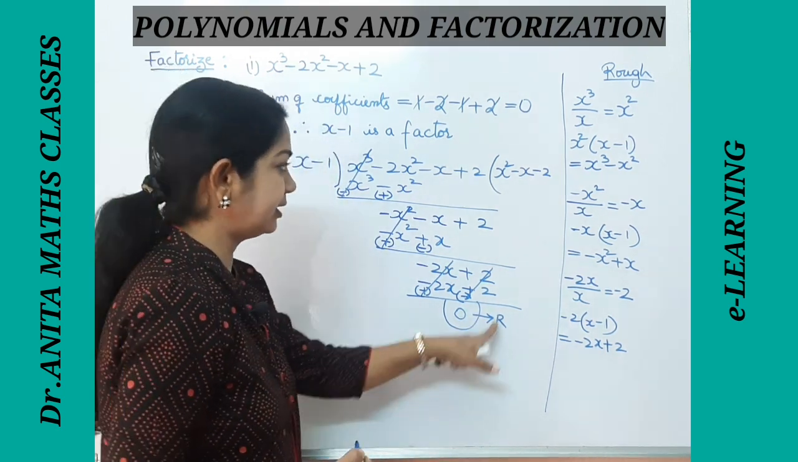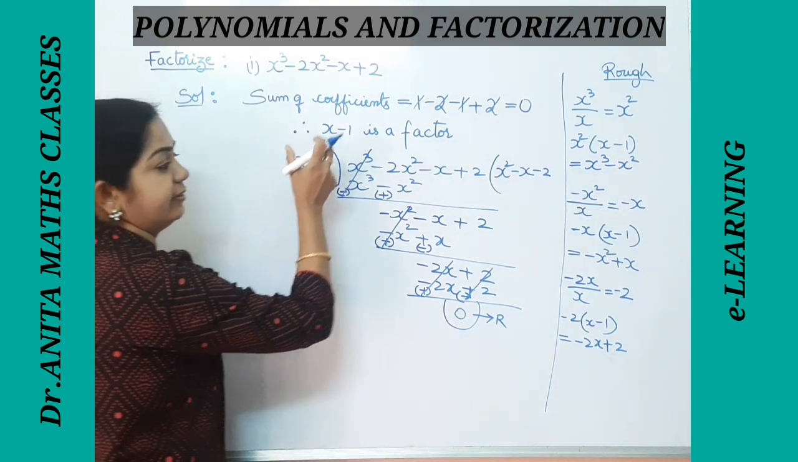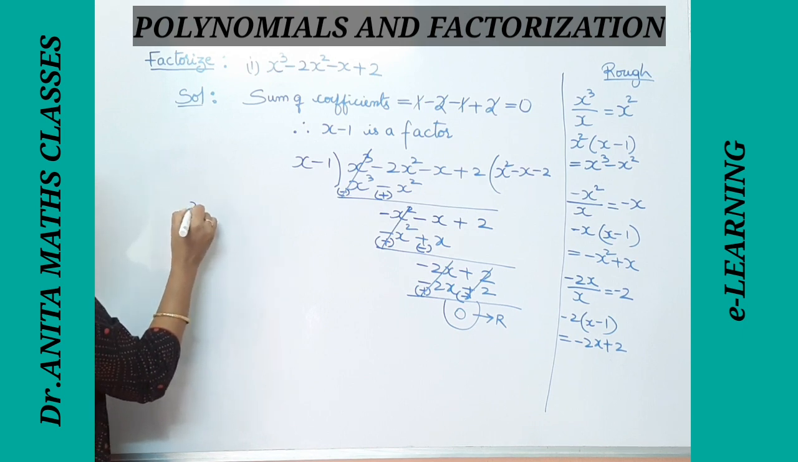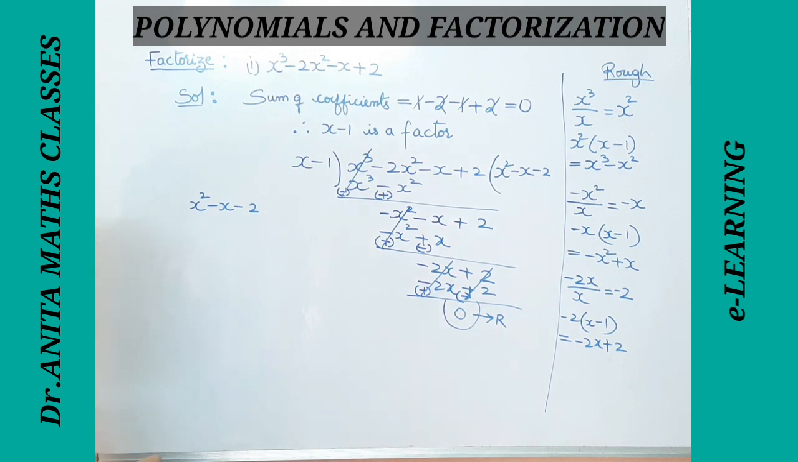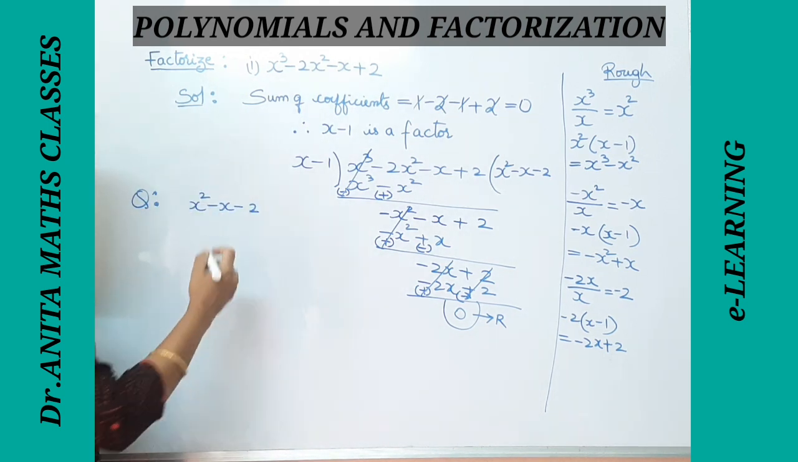Now this is a remainder, and here this is the quotient. Now this is a factor. When divided you get the quotient this. So we got x square minus x minus 2 as the quotient. Now we have to further factorize this.